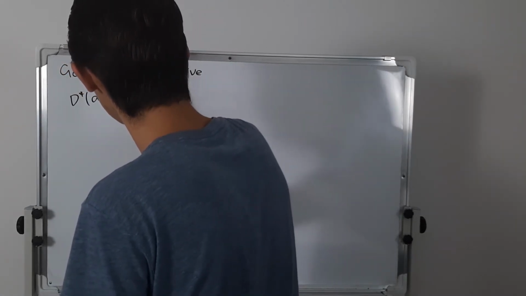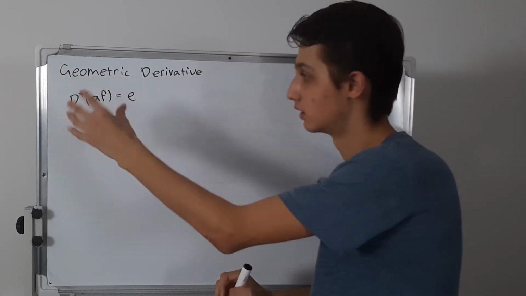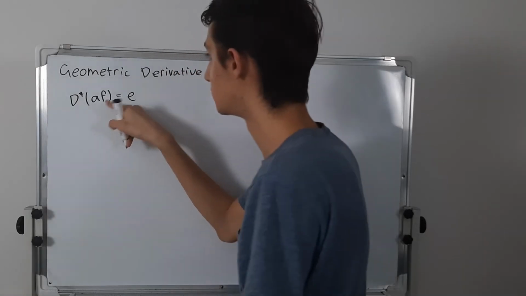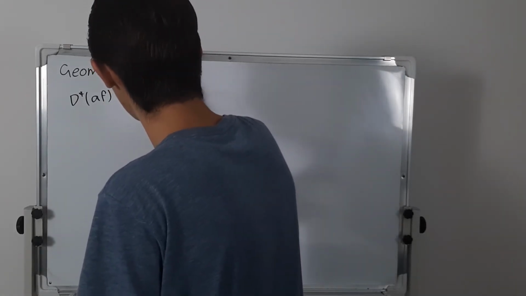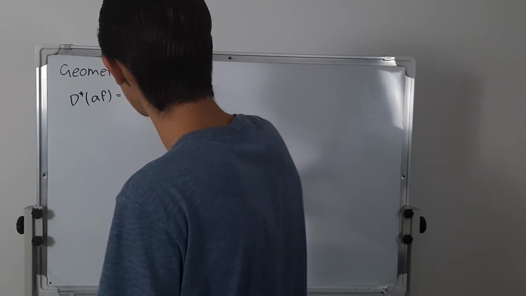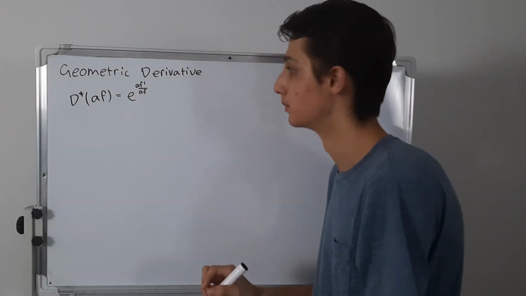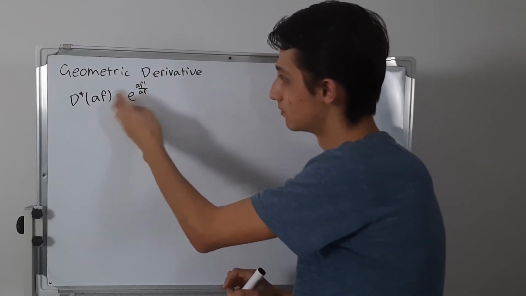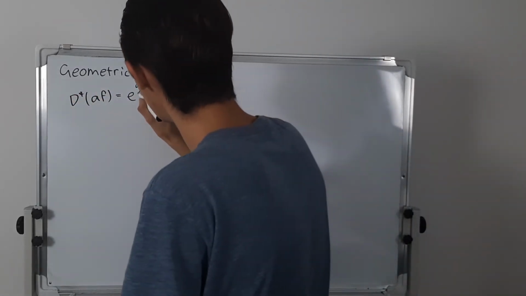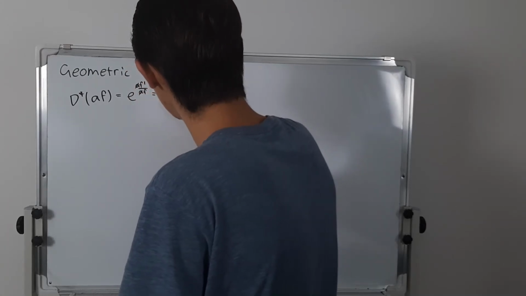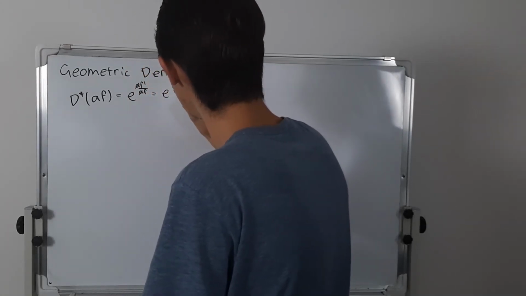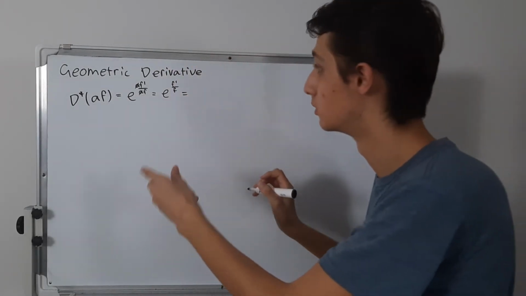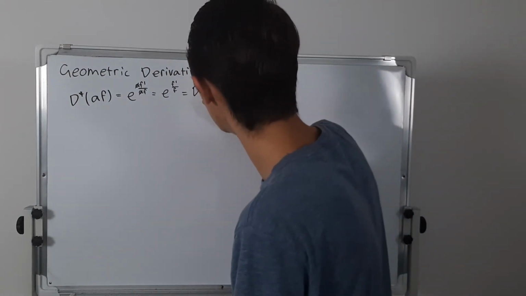So again, this is going to be e to the f prime, the derivative of this over itself, basically. The derivative of this is going to be a times f prime, over af, right? So a times the derivative of f over itself. You can see that these a's are going to cancel, so we're left with e to the f prime over f. And that is precisely the geometric derivative of f.